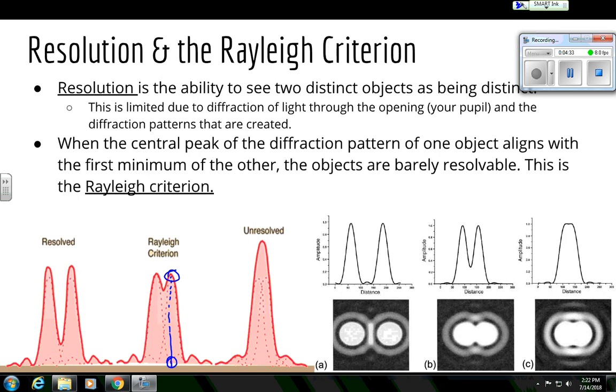So the Rayleigh criterion says that when the diffraction patterns of the objects are far enough apart so that the central maximum of one is no closer than the first minimum of the other one, then you can resolve the two objects.